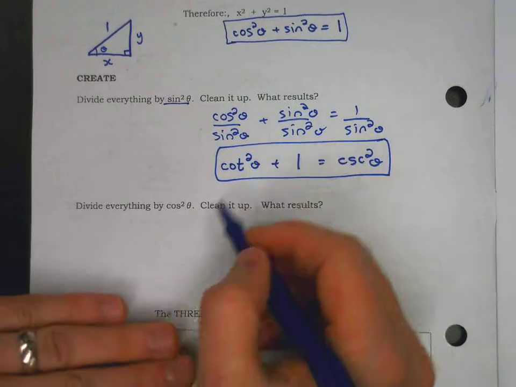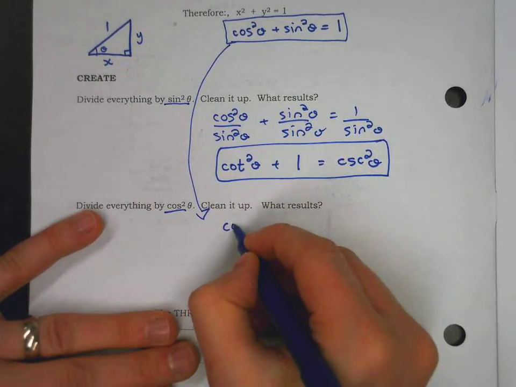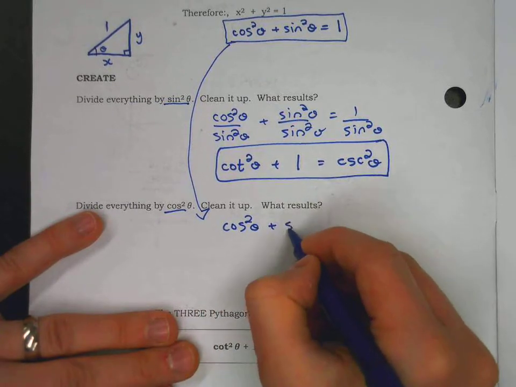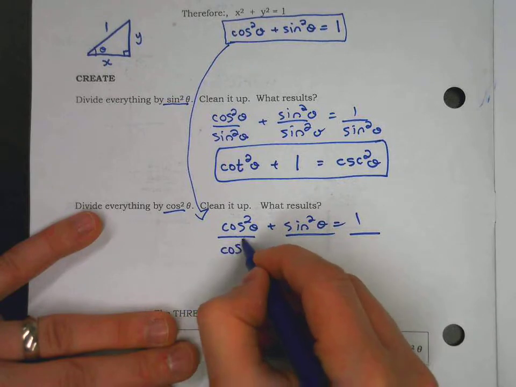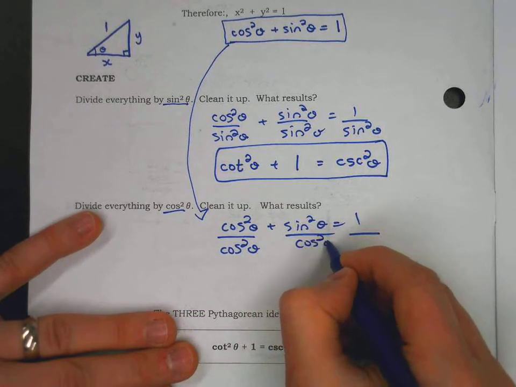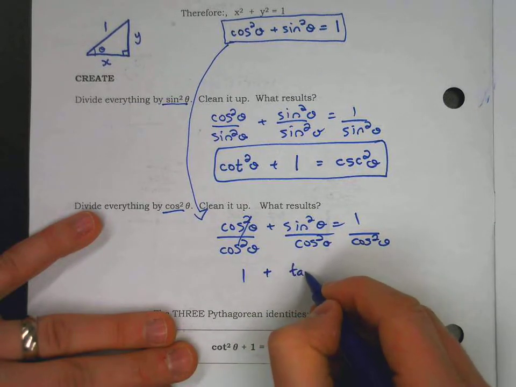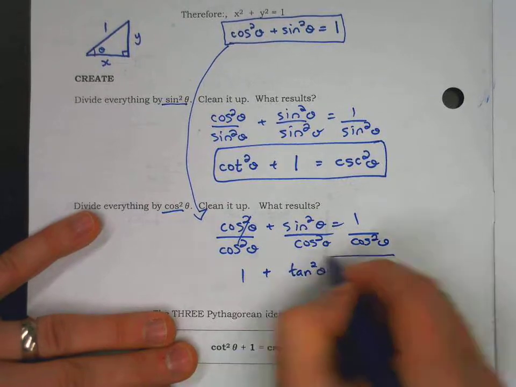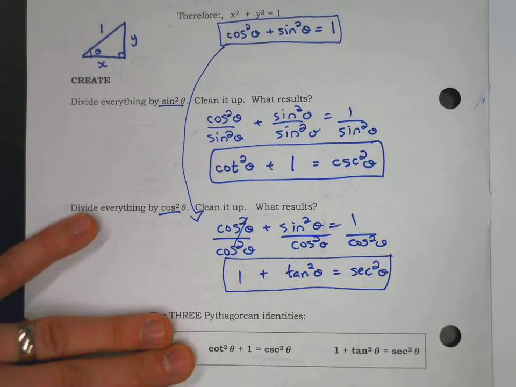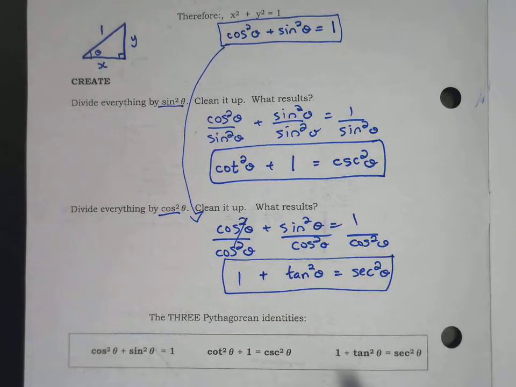And at the very, very bottom, what if we were to take the original again and divide everything by cos squared? So cos squared plus sine squared equals 1. Divide everything by cos squared, and what do we get? 1, a tan squared, and a secant squared. Your third Pythagorean identity. All three of these formulas are on your formula sheet, and they are something that we now can accept as fact.